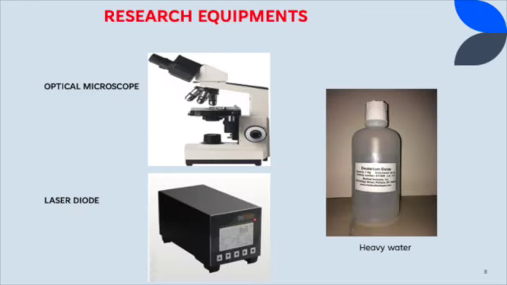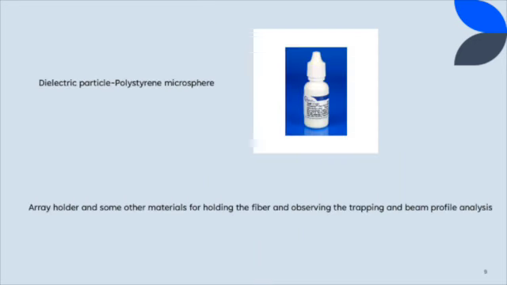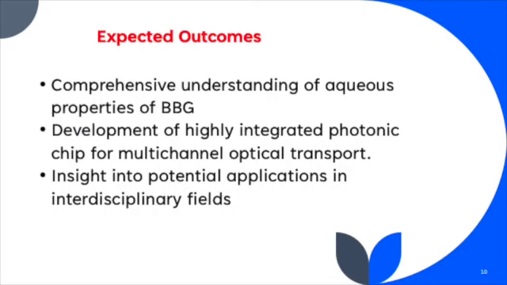The next section is research equipment needed for the research. Firstly, we need an optical microscope, then a laser diode, then heavy water for conducting the experiment. The next one is polystyrene microspheres, which we use for optical trapping. Some of this equipment is available in our labs, but some of the samples are not available, so we need to buy them.